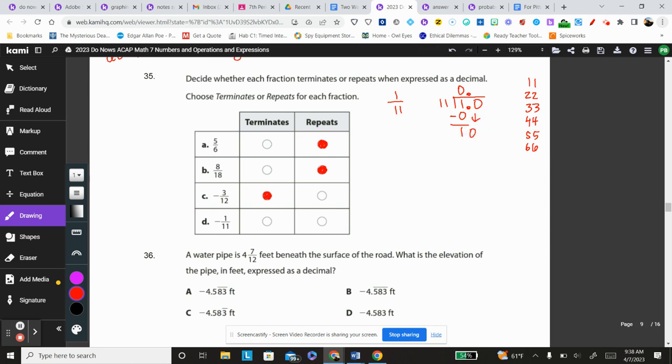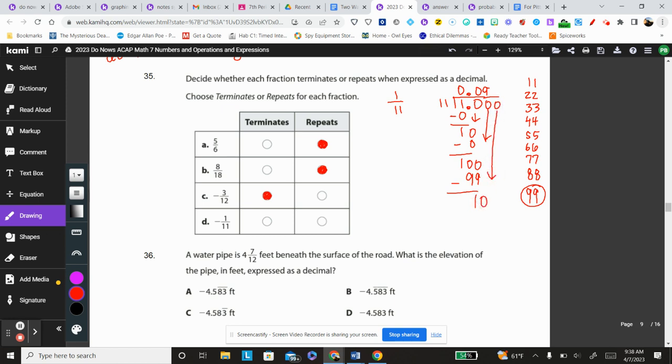Can I get any groups of 11 out of 10? No, so I'll write a 0 and subtract a 0. Add another 0, bring it down. I need to keep going over here. 99, okay, which is exactly 9. 100 minus 99 is 1.